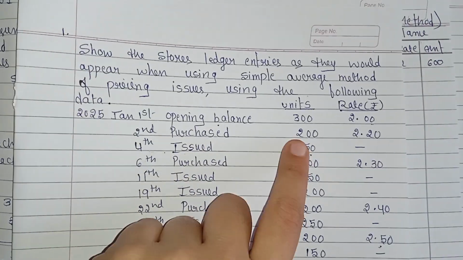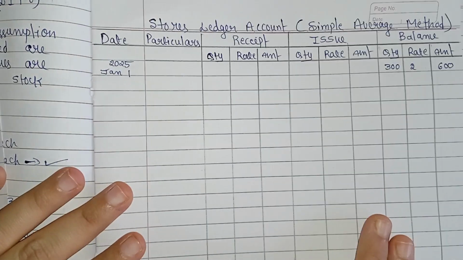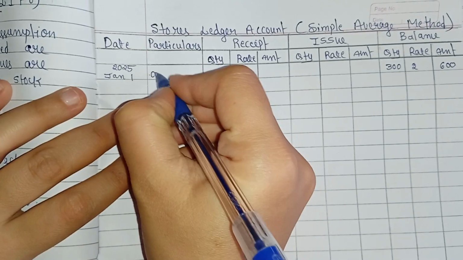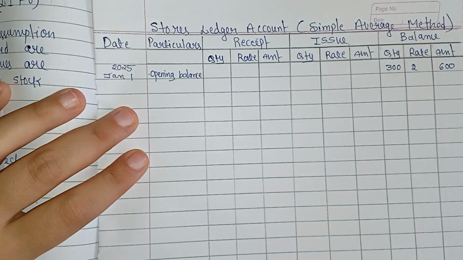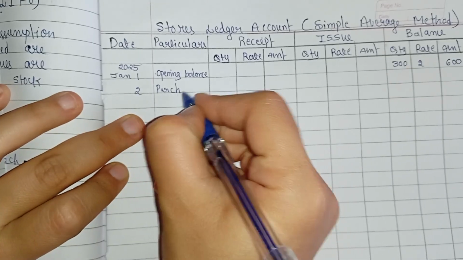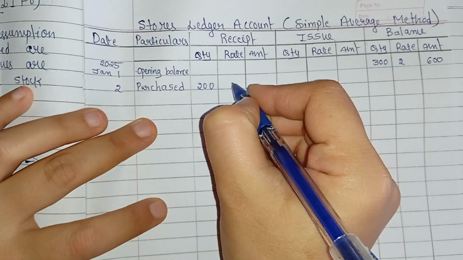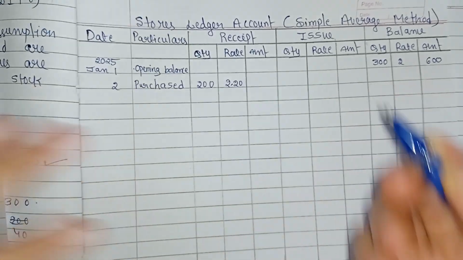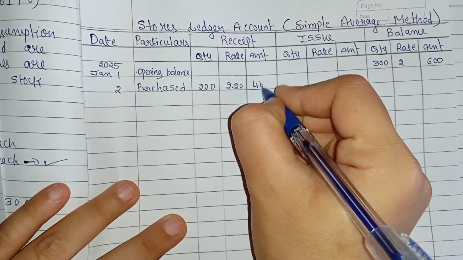Next, on Jan 2nd purchased 200 at the rate of rupees 2.20. So go to the purchase, means received. Here write down opening balance. Clear? Now on Jan 2nd purchased. Write down in the particulars column purchased. How much? 200 at the rate of 2.20. So 200 into 2.20 equals 440. Write down the amount 440.